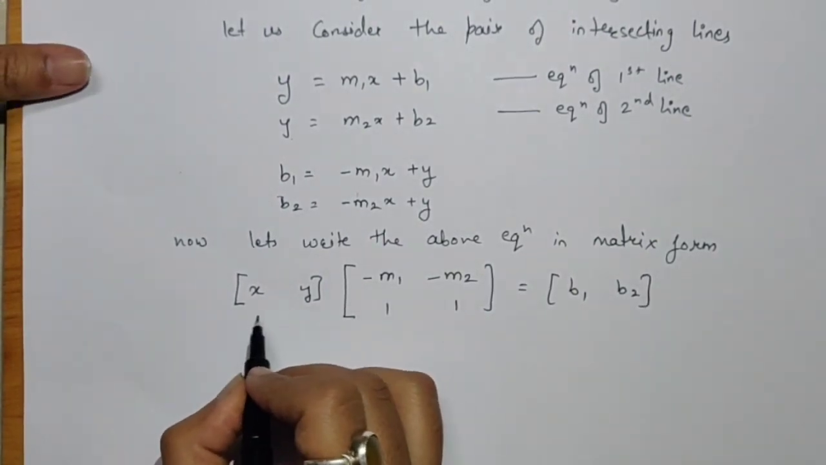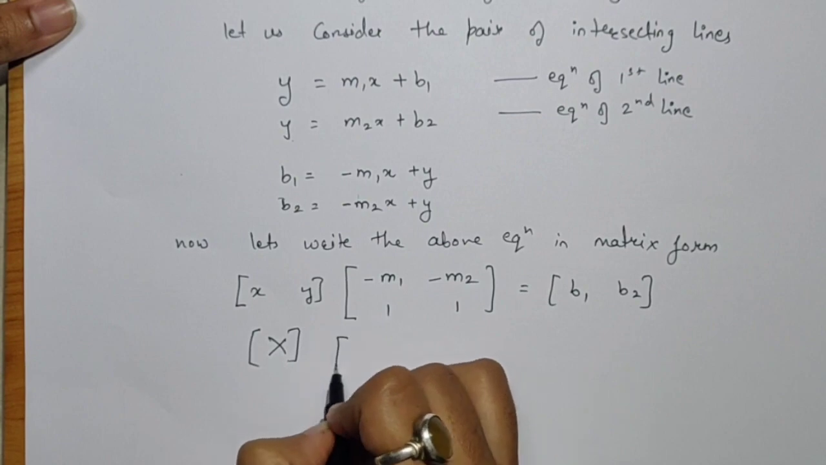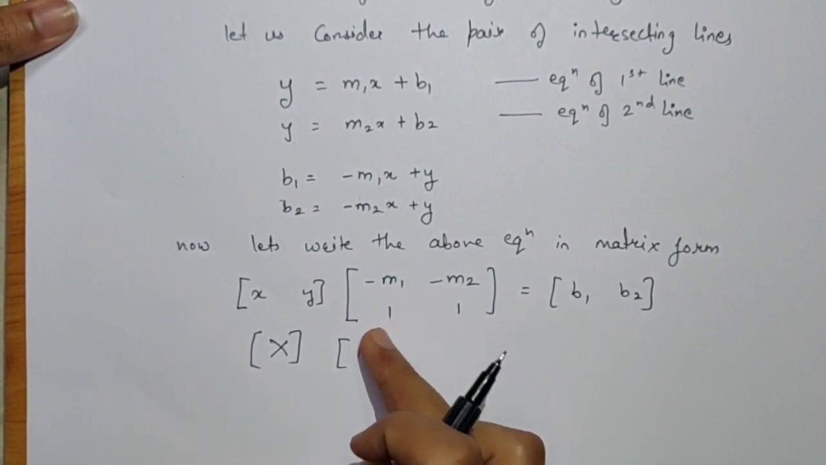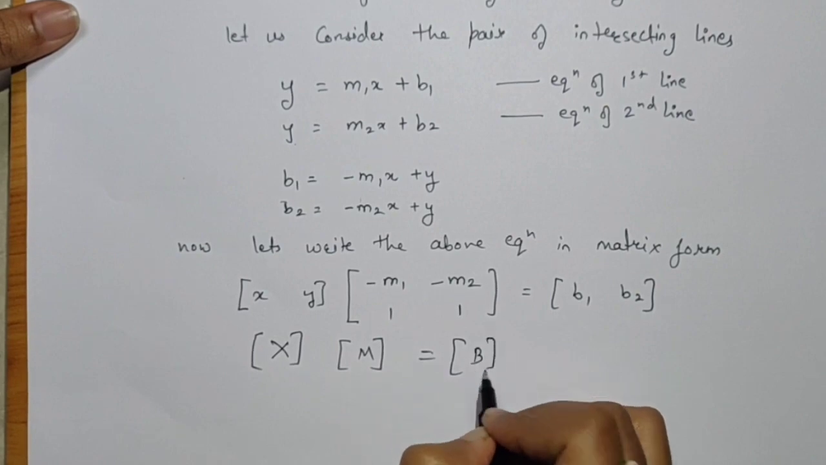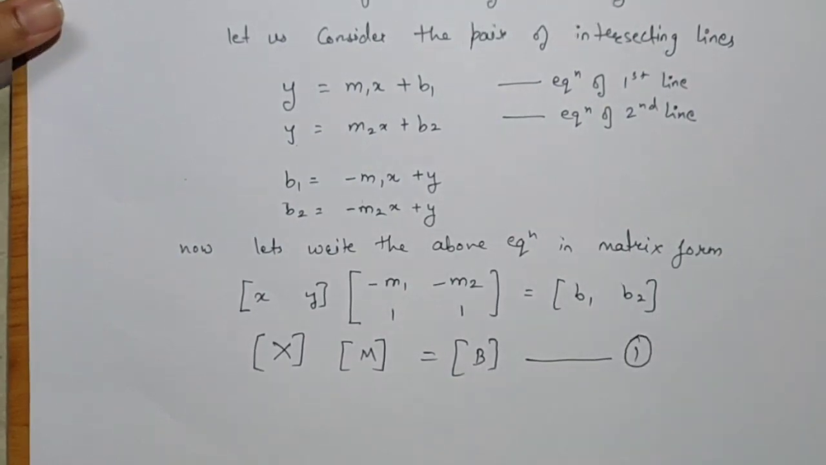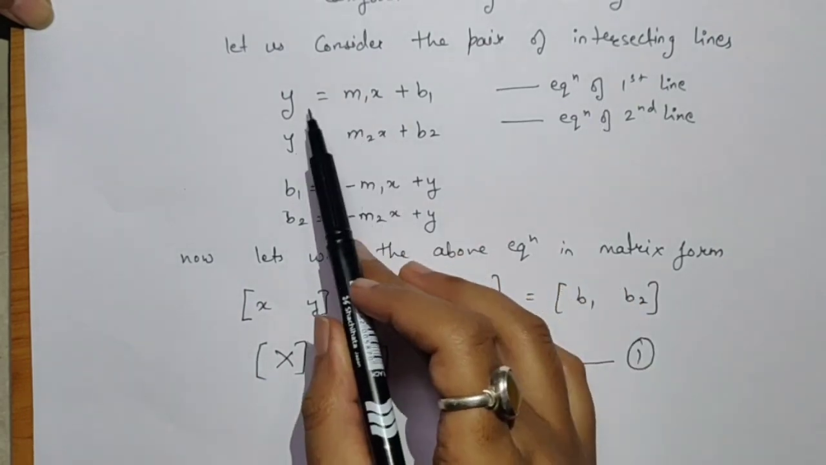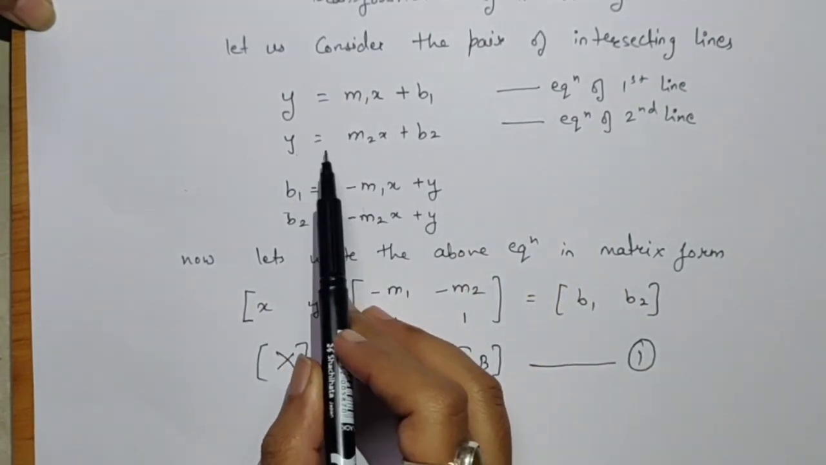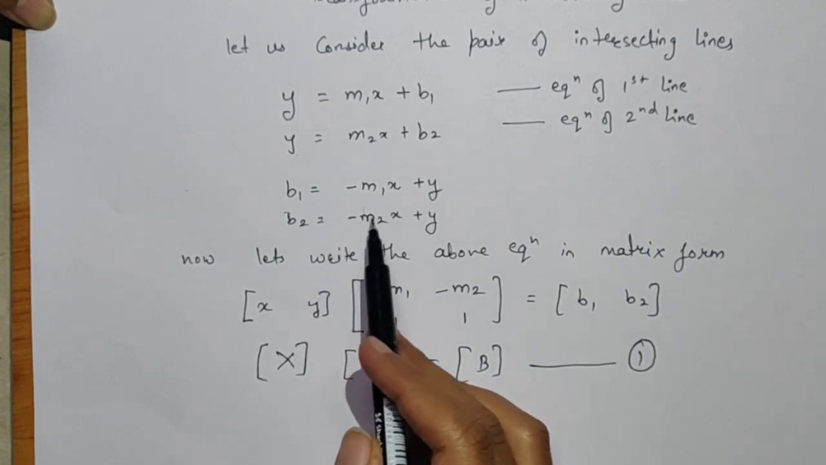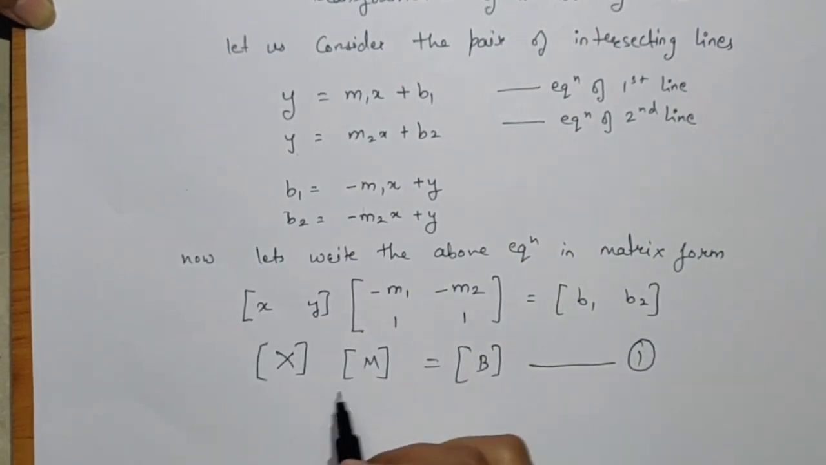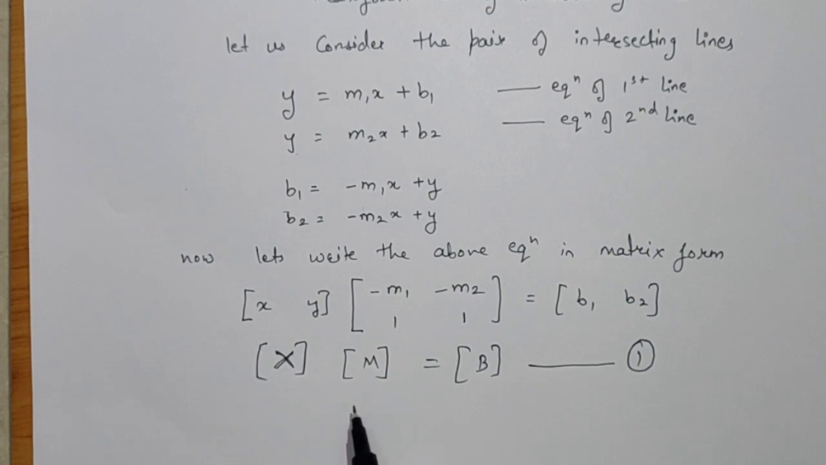Now let's call the matrix of x and y capital X, and this matrix M, which indicates the slope matrix. And let's call this capital B. Now I will call this equation 1. See what we did. We took two equations of lines. First is y is equal to m1x plus b1. Second is y is equal to m2x plus b2. From that we calculated b1 and b2. Then we wrote this equation in matrix form, and we only substituted these values with X, M and B.